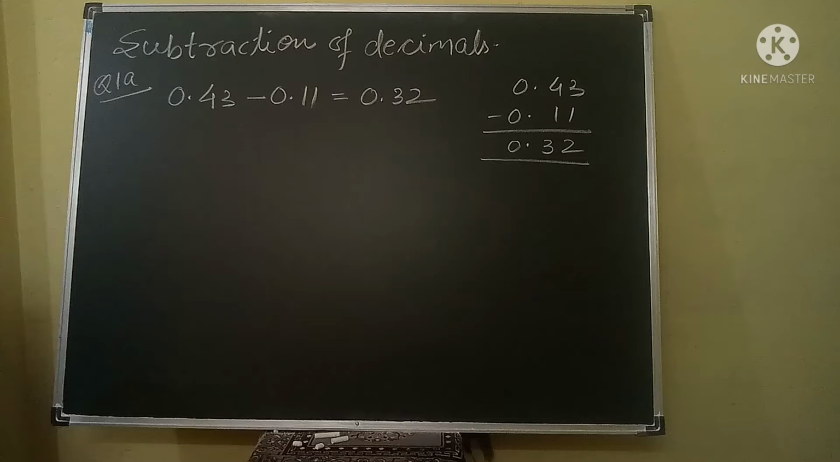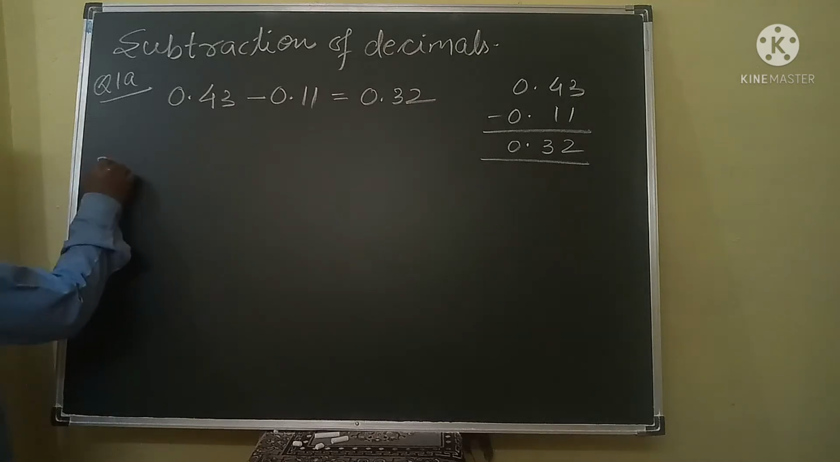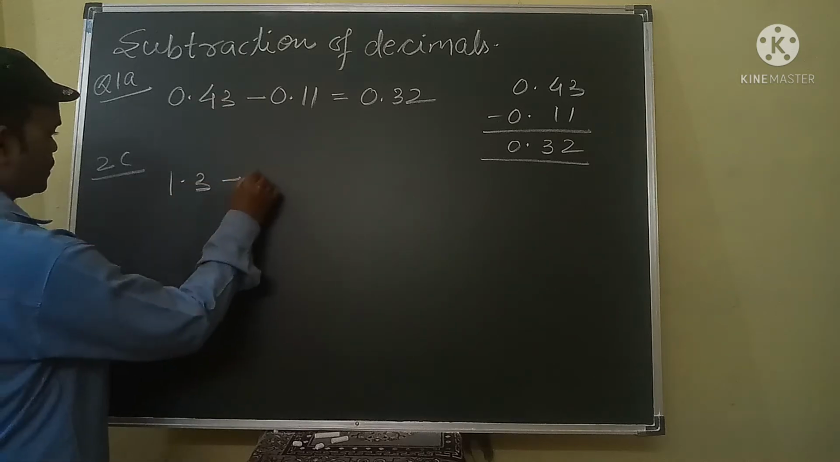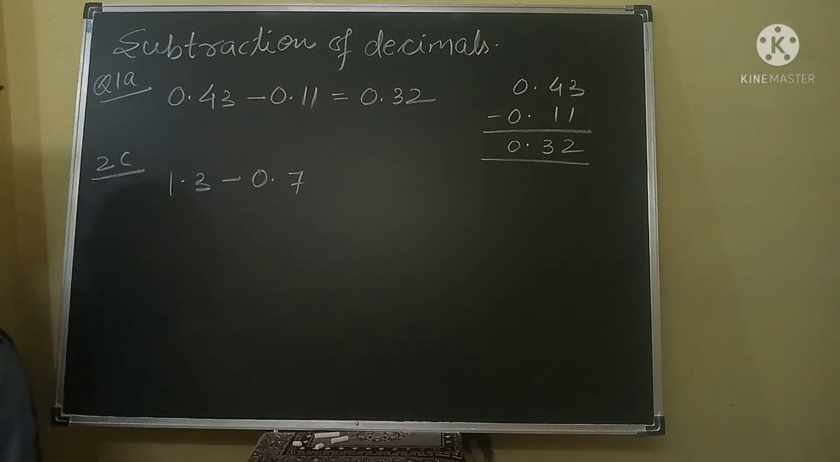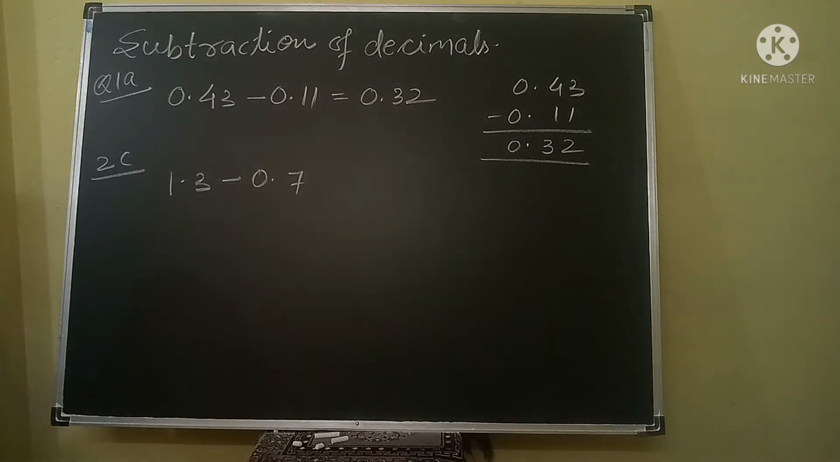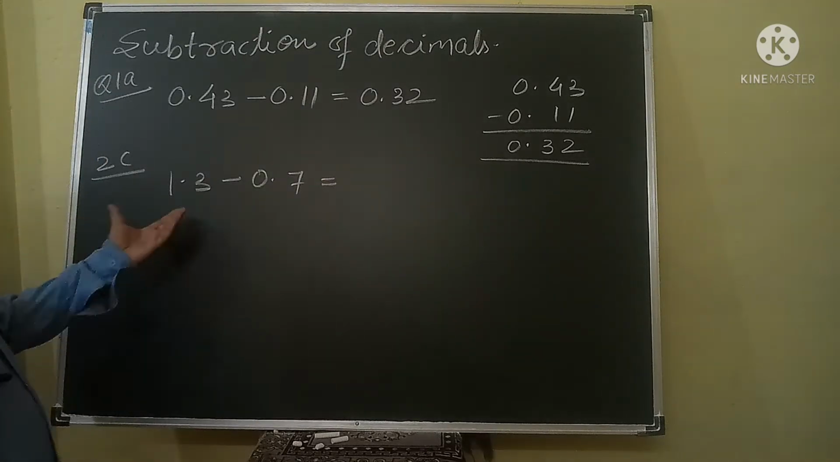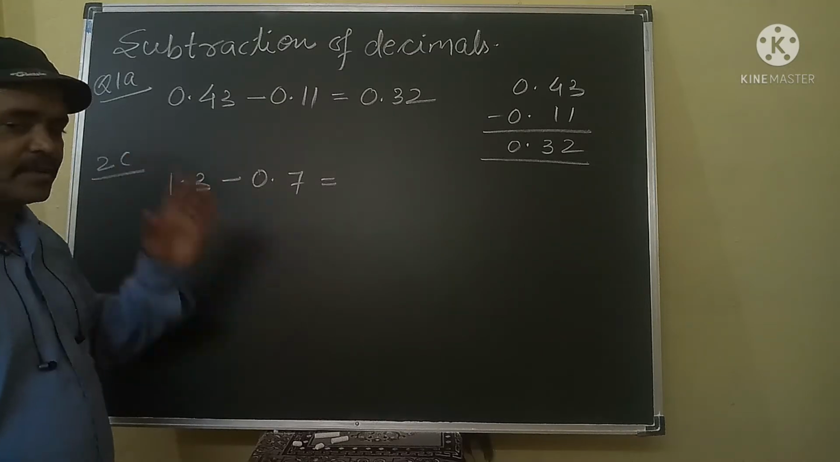Now we will discuss question number 2C. Question number 2C is 1.3 minus 0.7. That means how will we subtract these two decimal numbers? First, what will we do? This is a like decimal number.